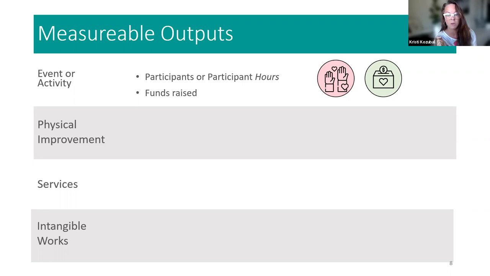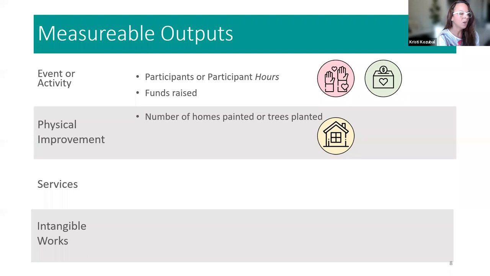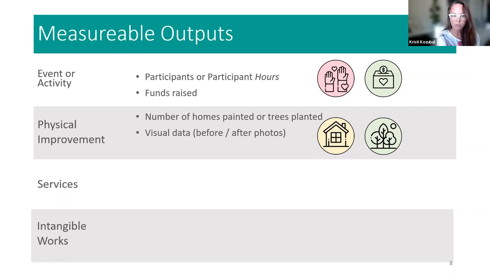Funds raised, that's in events. How many new dollars were raised in that event or how many friends were raised, right? Number of homes planted, number of homes painted, trees planted, that's pretty easy. But also don't forget before and after pictures, that measures change. And that's a data source. Visual data is still data.